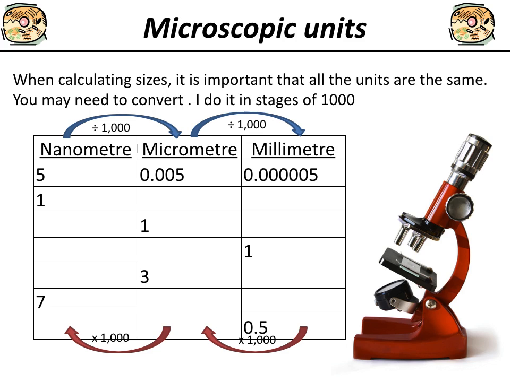Right, so let's look at an example before you have a go. So let's say a ribosome's width was 5 nanometers, and we wanted to know its width in micrometers if we were doing a calculation. So we would divide by 1,000. To calculate its width in millimeters, we would divide that value by 1,000 again. So have a go at completing the rest.